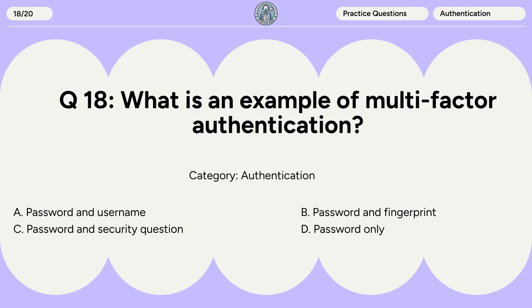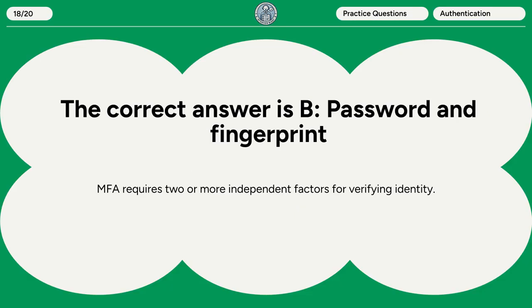Question 18. What is an example of multi-factor authentication? A. Password and username. B. Password and fingerprint. C. Password and security question. D. Password only. The correct answer is B. Password and fingerprint. MFA requires two or more independent factors for verifying identity.